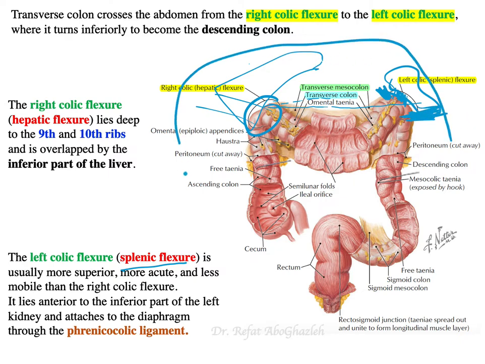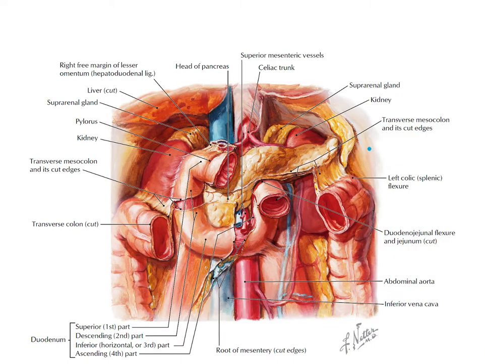You know, here we have the diaphragm, right? There is an important ligament here. We call it the phrenico-colic ligament. That means phrenico, related to the diaphragm. This one, the ligament that we call the phrenico-colic ligament, I will show you where that is.